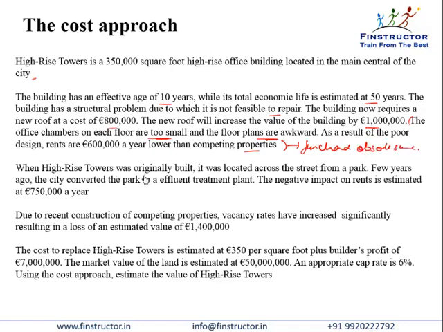When high-rise towers was originally built, it was located across the street from a park. A few years ago, the city converted the park into an effluent treatment plant. The negative impact on the rents is estimated to be $750,000 a year. The statement is an indication of locational obsolescence.